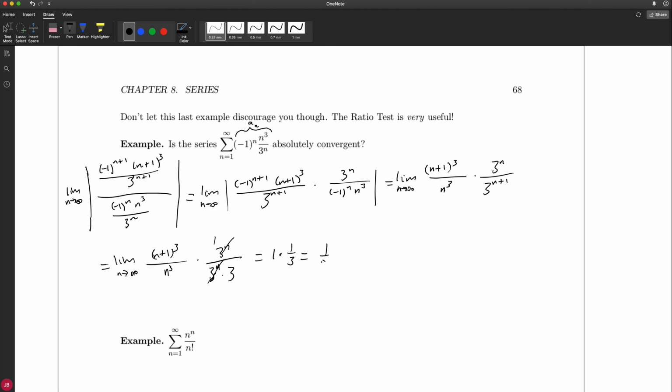And now since this number is less than 1, we conclude by the ratio test that the sum from n equals 1 to infinity of minus 1 to the n times n cubed over 3 to the n is absolutely convergent.